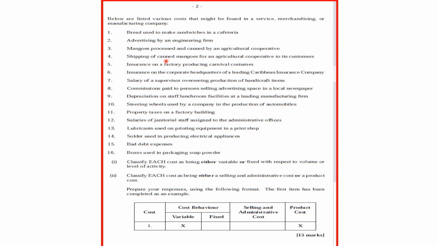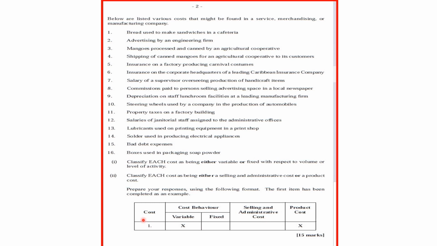Okay, we are given 15 items here, and we are to classify them into different categories, one according to the cost behavior and one according to period and product cost. So this item here, selling administrative cost, could also be called period cost.